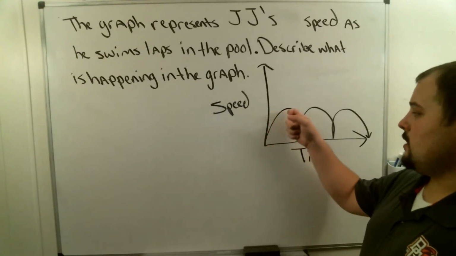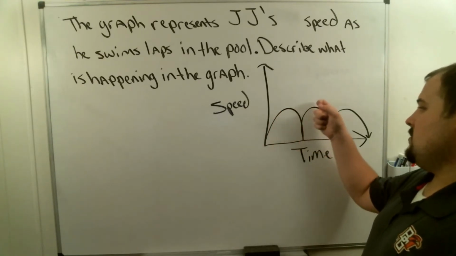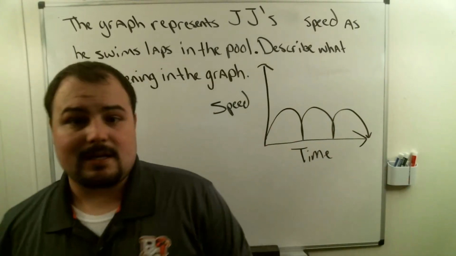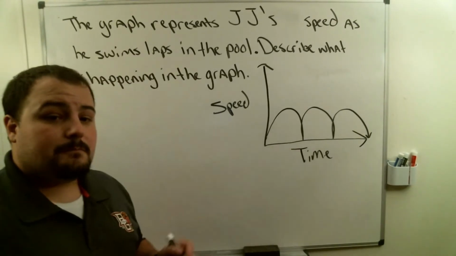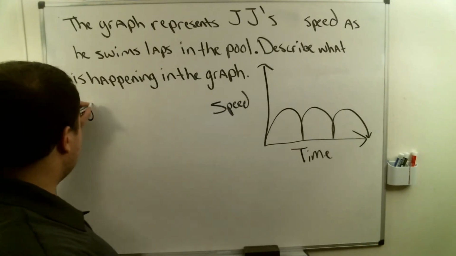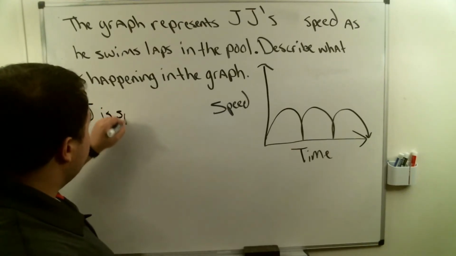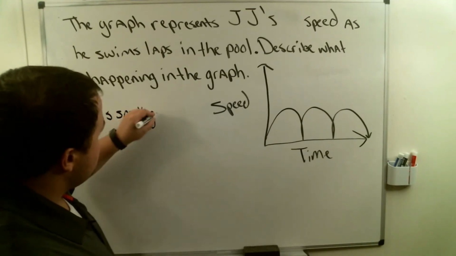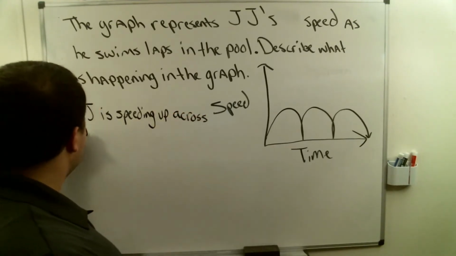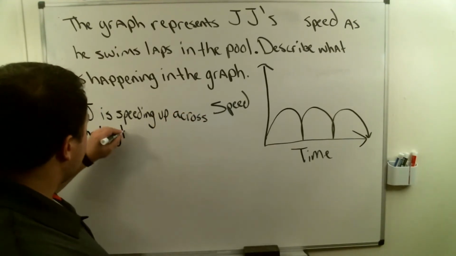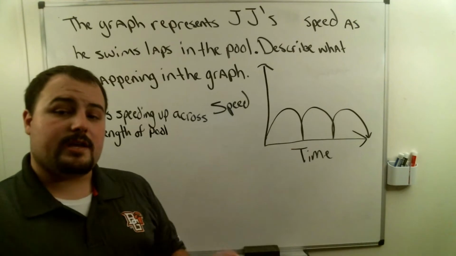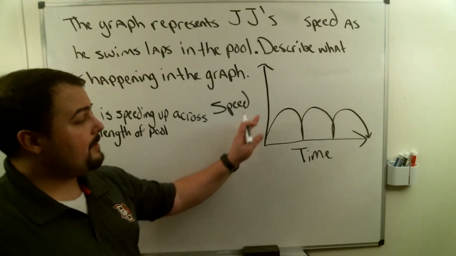If we look, the speed is going up and the speed is coming back down. Speed is going up, and speed is coming back down, speed is going up, and speed is coming back down. So think about swimming a lap in a pool. The speed might be going up as you cross the length of the pool. So, you would say JJ is speeding up across the length of the pool as he swims.